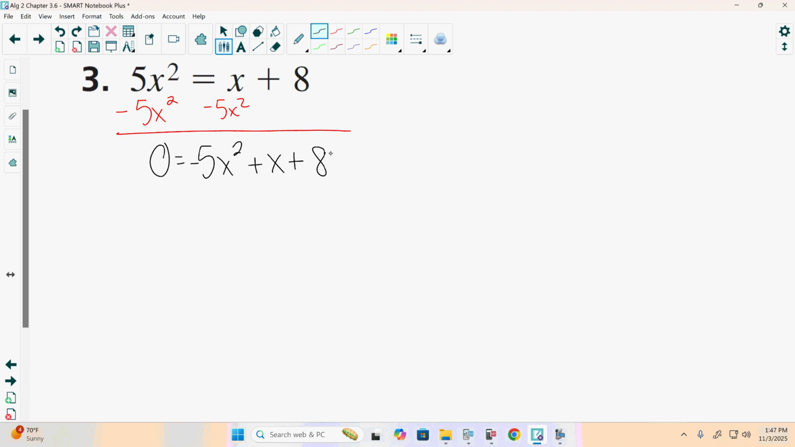Now after subtracting 5x squared from both sides, 5x squared minus 5x squared is 0. Negative 5x squared, x and 8 are not like terms, so we just get negative 5x squared plus x plus 8.